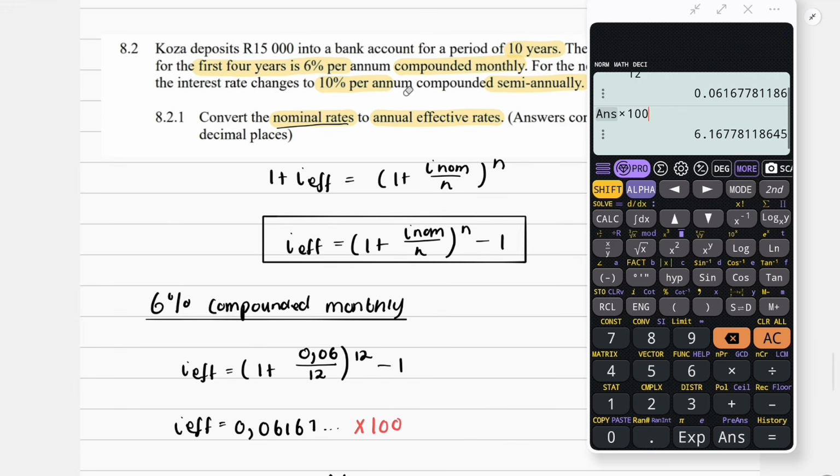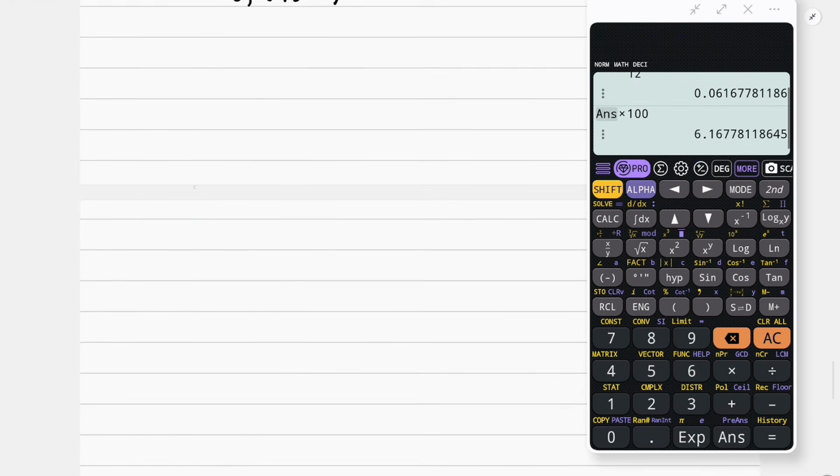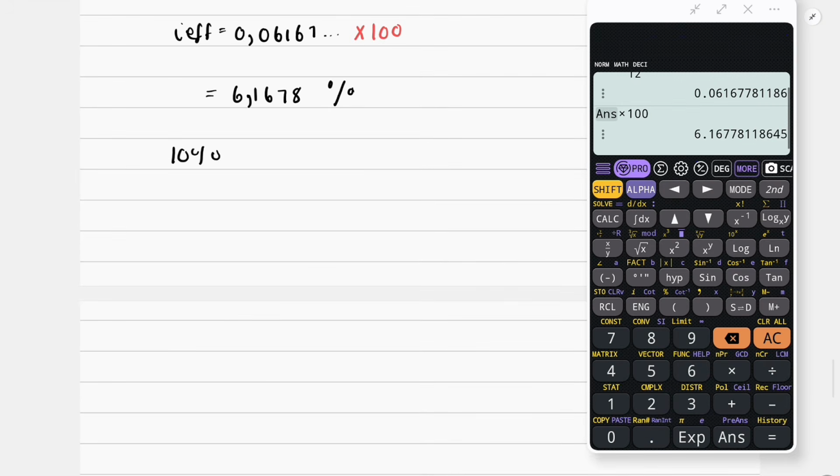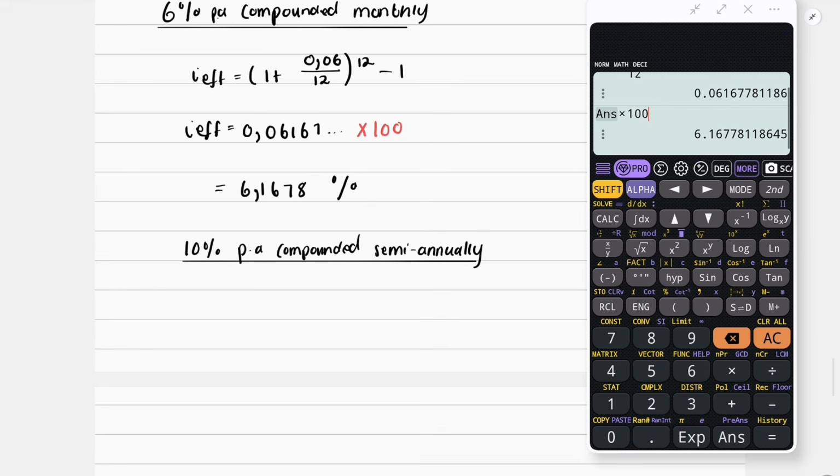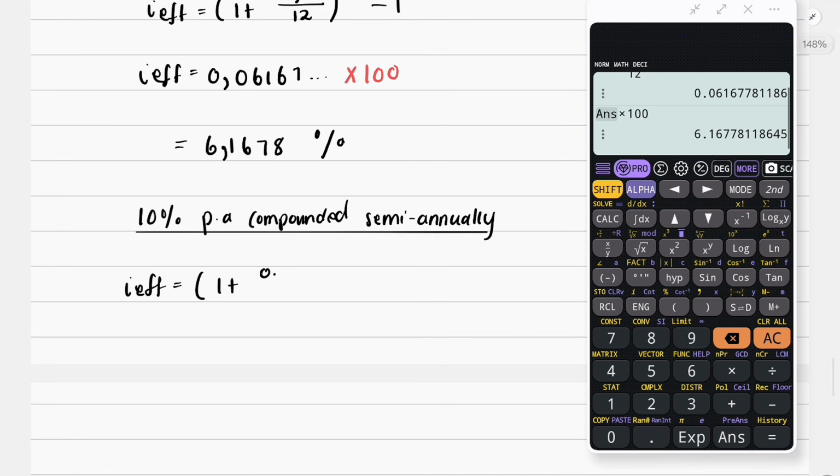And then the next one will be the 10% per annum compounded semi-annually. So let's just put that down. That's the 10%. Okay, so we're going to use the same formula again. i effective equals 1 plus, but in place of our interest, it is 10%. So that's 0.1, or you can say 0.10, it's fine. Now it's compounded semi-annually. So that will be divided by, if you're looking at semi-annually, that's half a year, meaning the year is divided into 2 parts. It's going to earn interest twice in a year. So divided by 2, raised to the power of 2, minus 1.